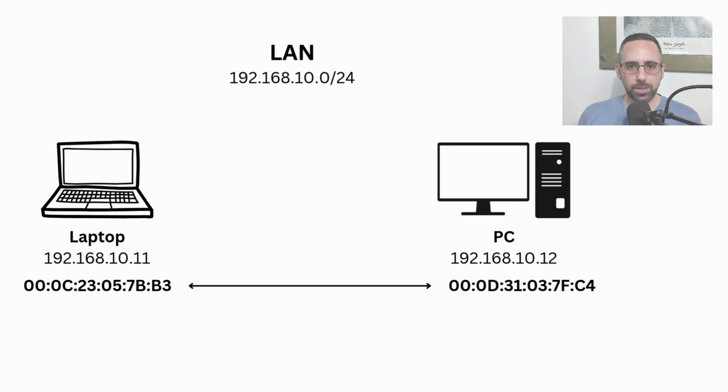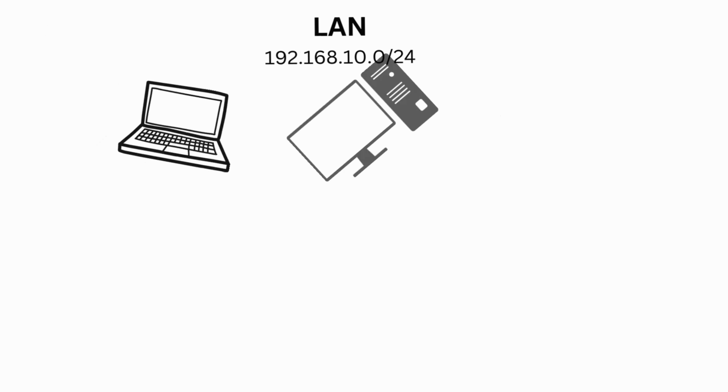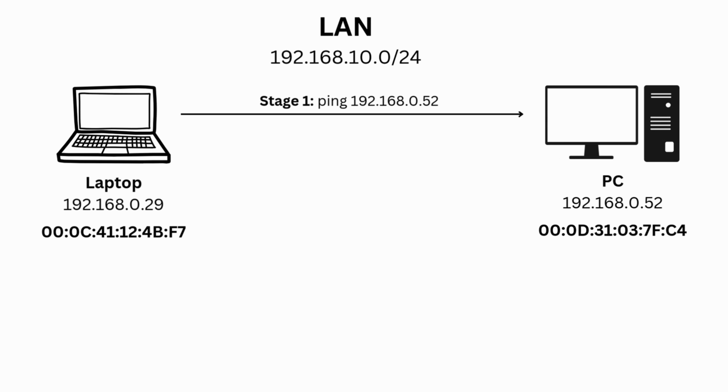In the first stage, a device on a local network needs to send data to another device, but it only knows the target device's IP address, let's say 192.168.0.52. In stage 2, the same device will start by checking its local ARP cache, also known as the ARP table, to see if the MAC address for that IP is already known by the device.